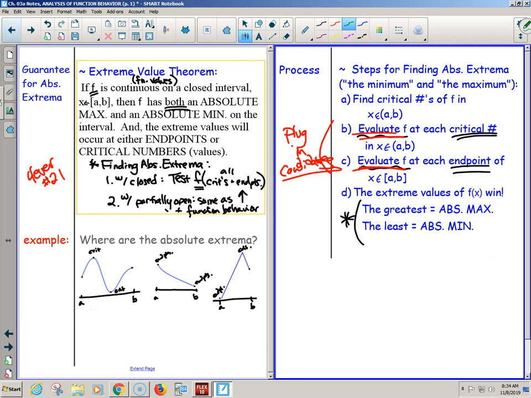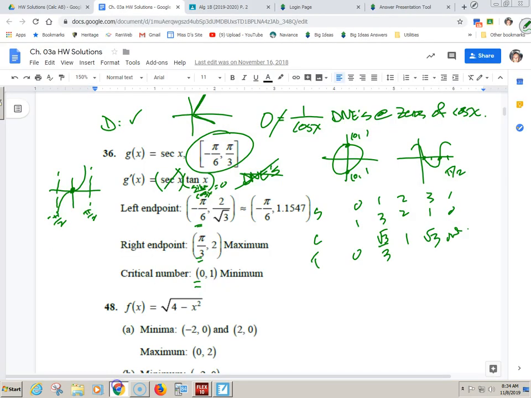This one says evaluate f at, and this one just says plug it in, plug it into who or what? The derivative? The original function. I'm just talking to myself. Okay, let's just go back.